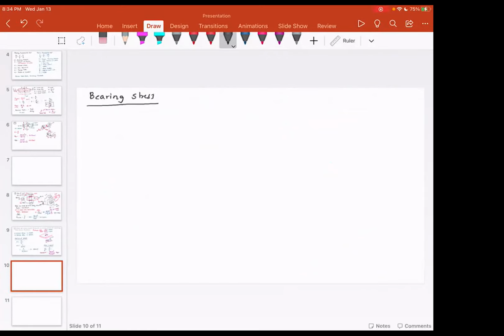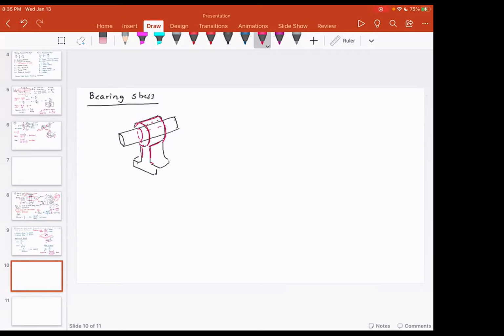Now, what do I mean by bearing stress? Think about a shaft or a rod that is supported in a bearing. For an example, I'm going to try to show you how this looks. Usually you have some sort of a bearing, and then you could have a rod or a shaft. This is the bearing.